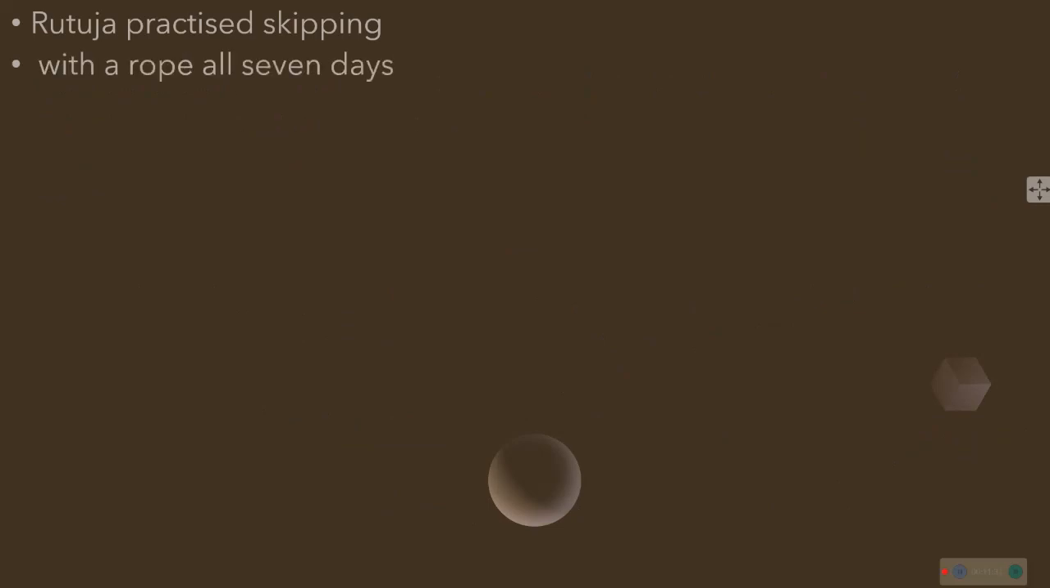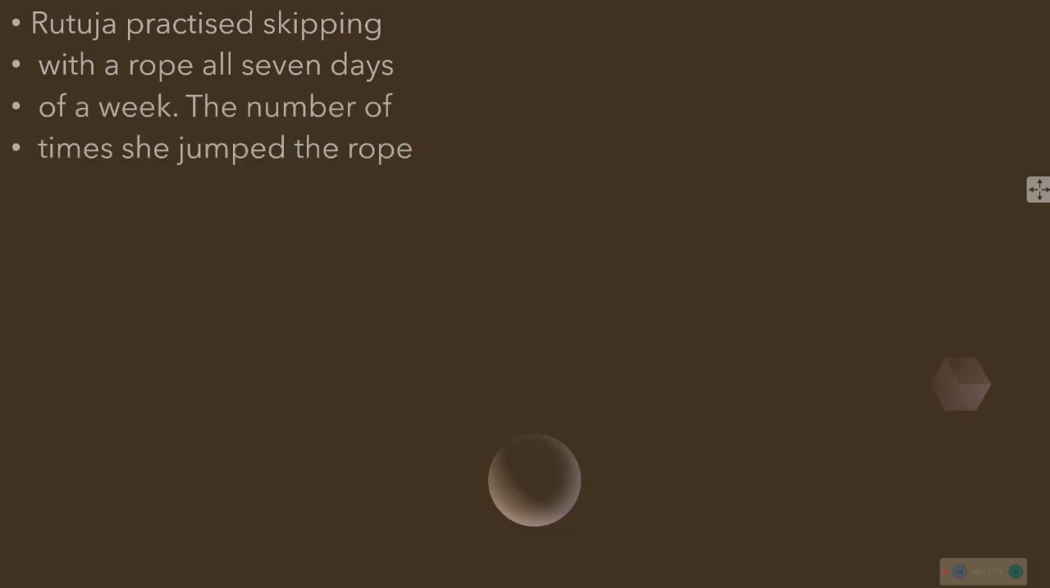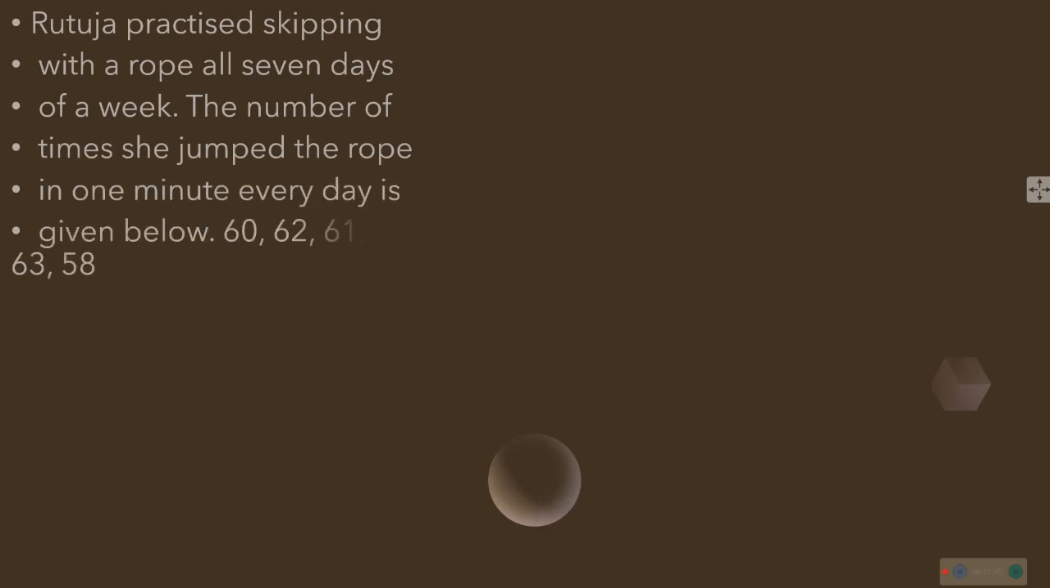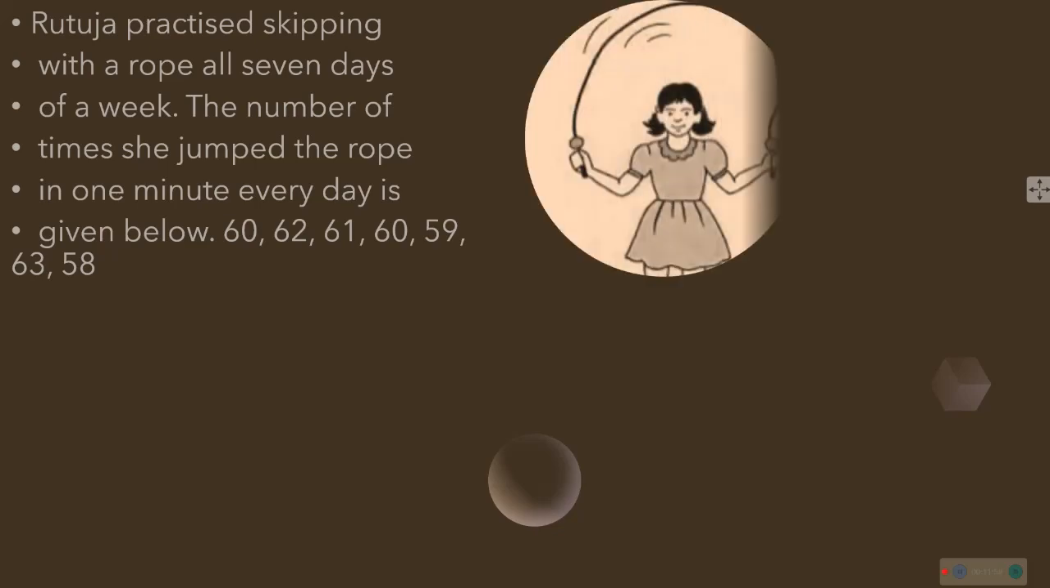Here is a problem: Rutuja practiced skipping with a rope all 7 days of a week. The number of times she jumped the rope in 1 minute every day is given below. In 1 minute, how many times does she jump using the skipping rope? 60 times, 62 times, 61 times, 60 times, 59 times, 63 and 58. These are numbers because it is the number of times. There is no unit for that. Okay, she is Rutuja.